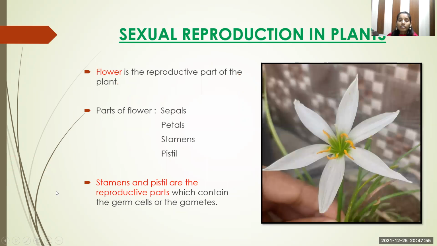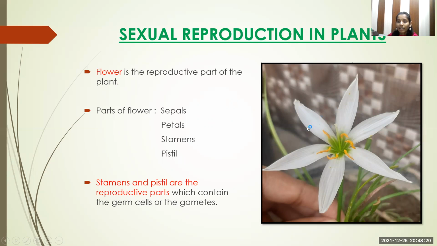Now, let's see how sexual reproduction actually occurs in plants. You all must have studied in your previous class that flower is the reproductive part of the plant. So let's focus on flower. First of all, let's learn about the parts of flower. These are sepals, petals, stamens, and pistil.